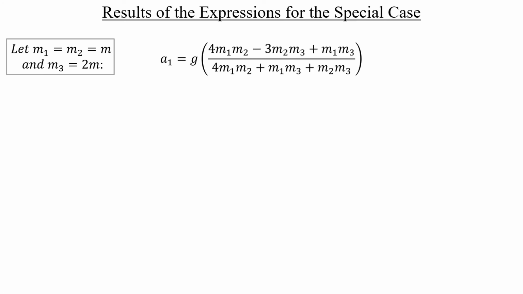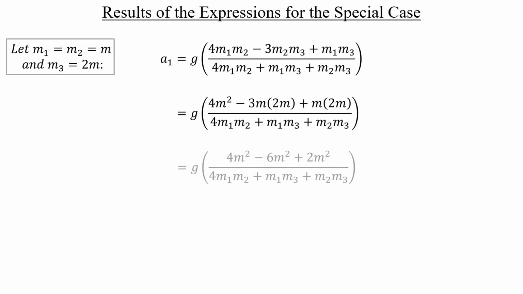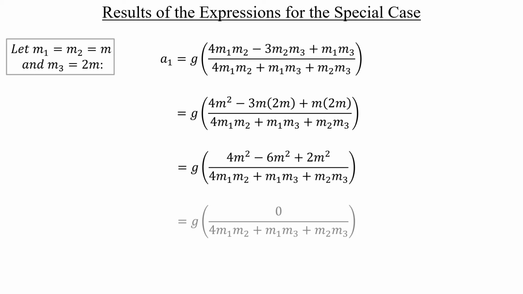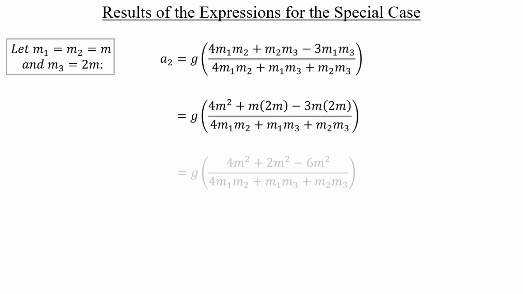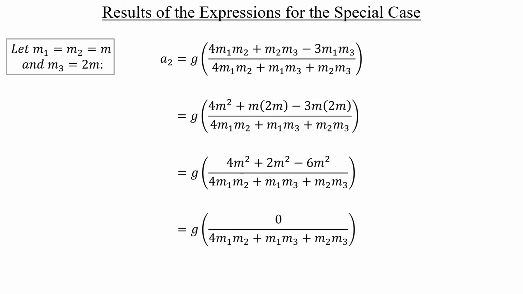Let's start with the acceleration of block 1. If we plug in the new definitions, multiply, then add like terms, we'll end up with a 0 in the numerator, which collapses the whole thing down to 0. Cool. Next is the acceleration of block 2. Same process. Plug in, multiply, and add like terms. A 0 in the numerator means 0 for the whole thing. Looking good so far.